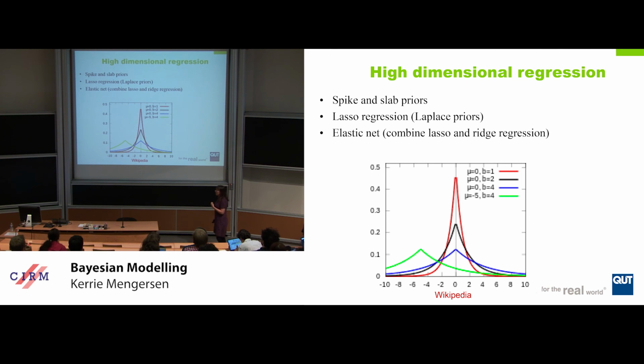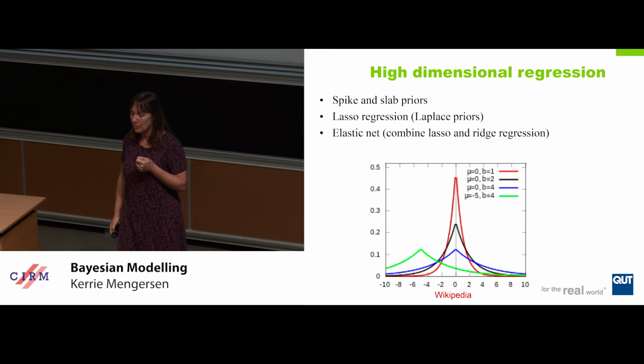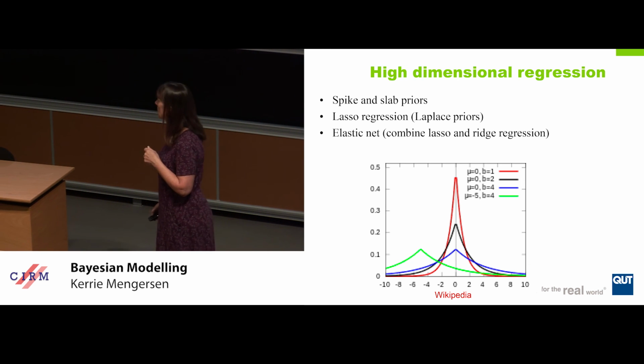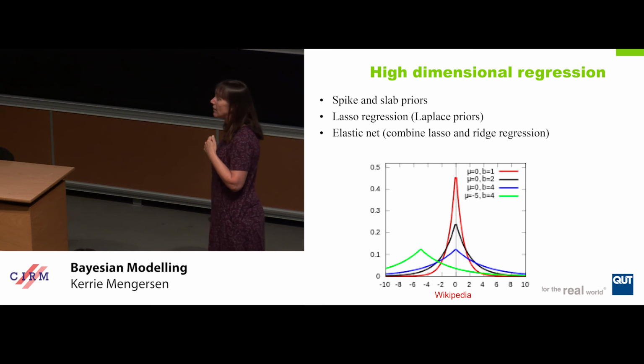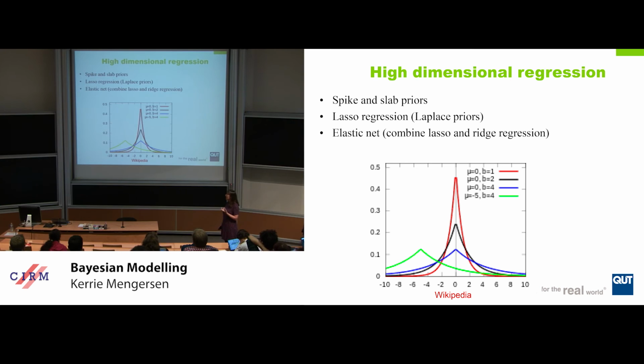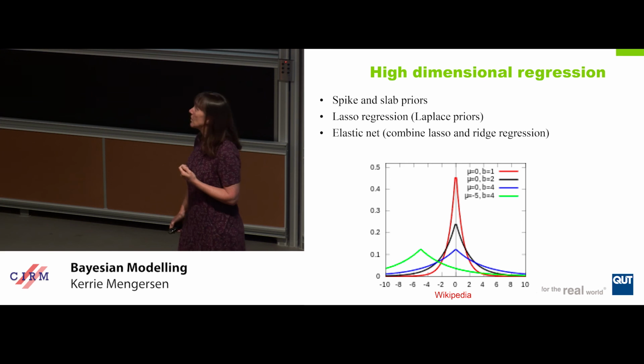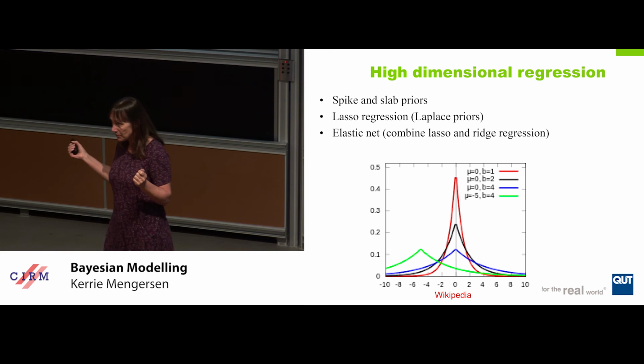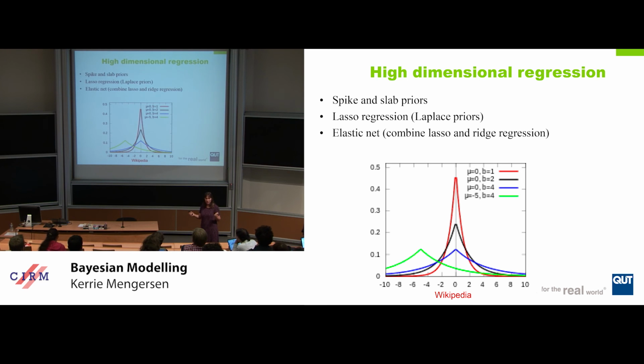All right, so in high dimensions then, what do we use for priors? We've had some discussion earlier about people doing computation for high dimensional regression problems. So we can have, just putting these here, spike and slab priors, lasso regression or Laplace priors, or elastic net priors as well. In high dimensional regression, we have many variables, and we want to reduce the number of variables and just keep the variables that are important.